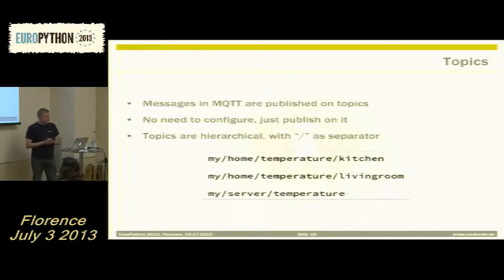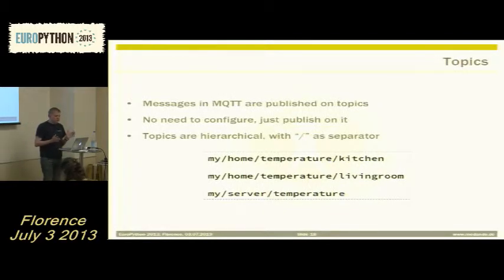So the topics, this is the kind of thing that you register for. Messages in MQTT are published on certain topics. And you don't have to configure anything on the broker or anywhere. You just have to publish your payload on a certain topic. Topics are hierarchical, like in the file system, with a slash as separator. Like this, my home temperature in the kitchen would have this topic. In my house, my temperature in the living room would have another topic. The payload with this topic could be the temperature in Fahrenheit or Celsius or whatever.